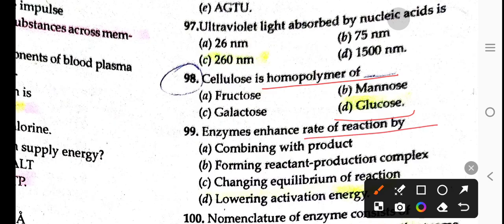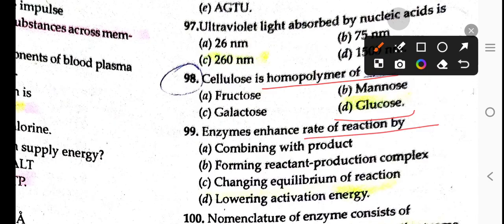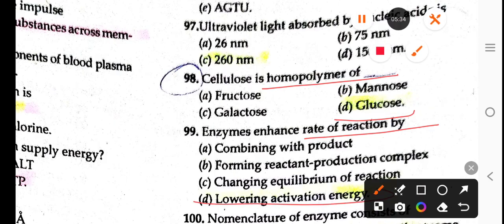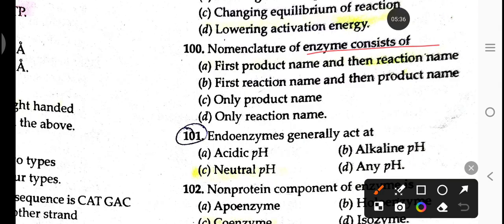Enzyme enhance rate of reaction by, so they lower the activation energy. So option number D is the right answer. Next, nomenclature of enzyme consists of. So it consists of first product name and then reaction name.